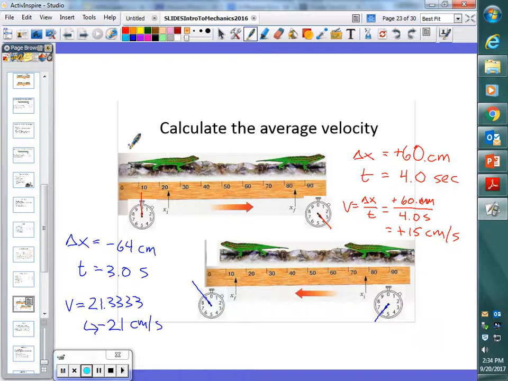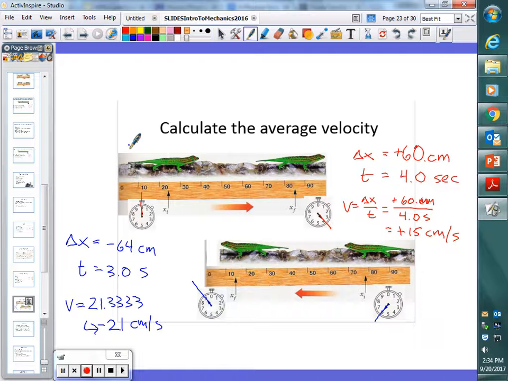What's the speed of the lizard in the red case? 15 centimeters per second. What's the speed of the lizard in the blue case? 21 centimeters per second. Doesn't matter which way we're going, just how fast it's going, right?